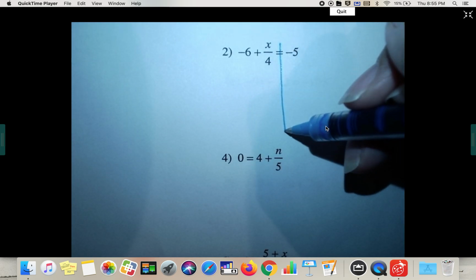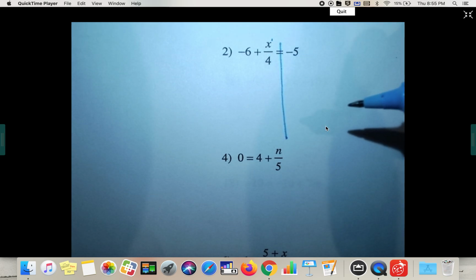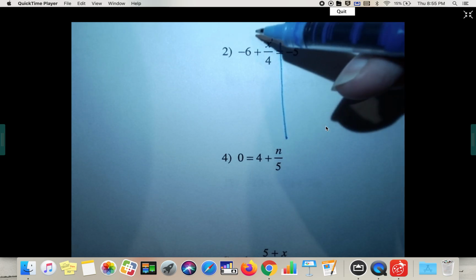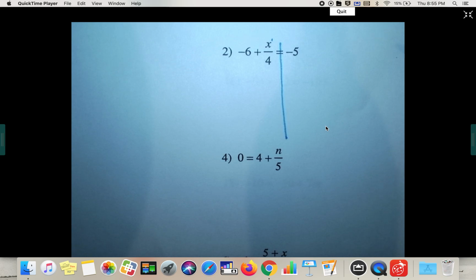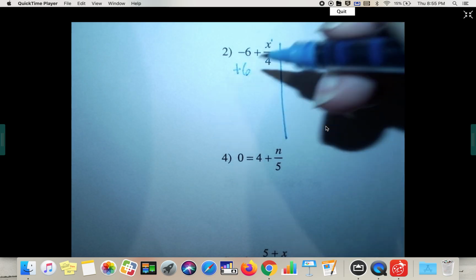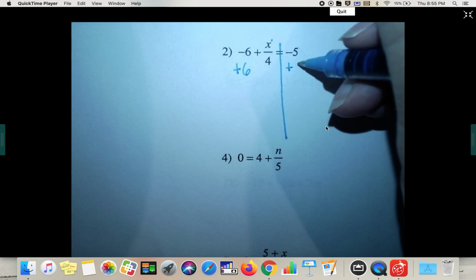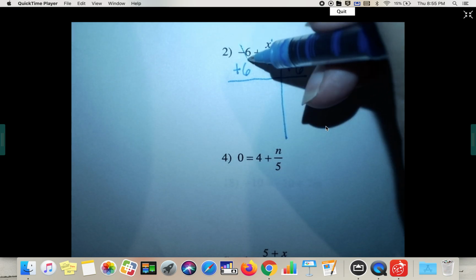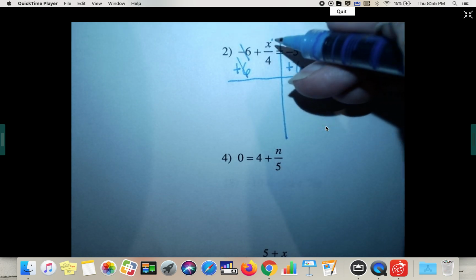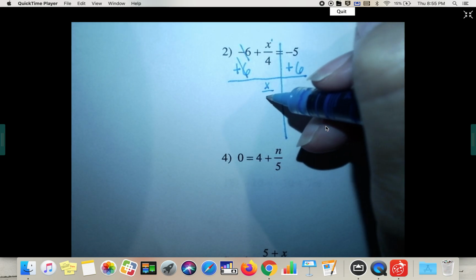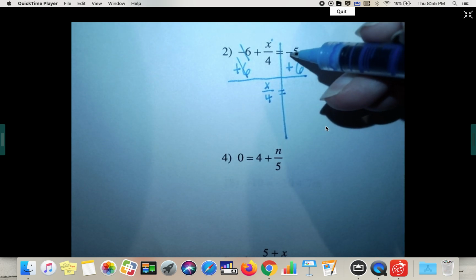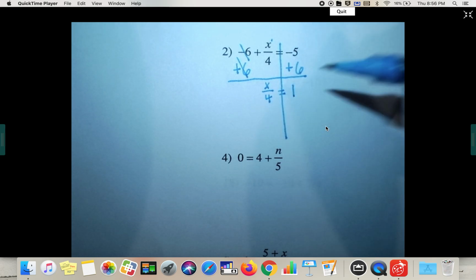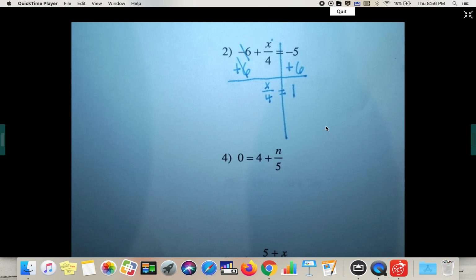Okay, number 2. Once again, x is being divided by 4, so you're going to keep that there until the last step. To get rid of a negative 6, you need to do the opposite, so you need to do a positive 6, or plus 6, on both sides. What you do to one side, you have to do to the other. Negative 6, positive 6 cancel. Bring down your x divided by 4. Negative 5 plus 6 equals 1. Feel free to use your calculator if you're not sure.